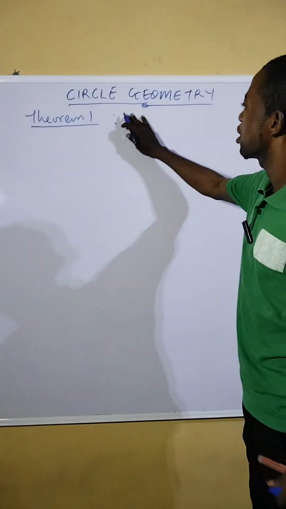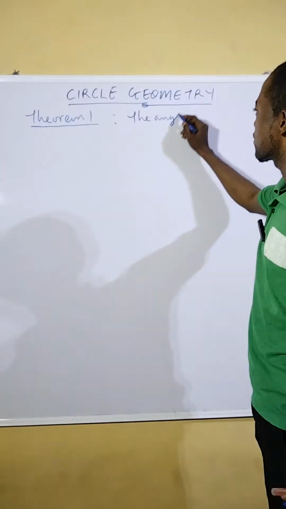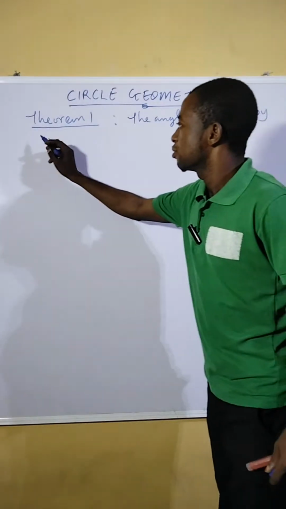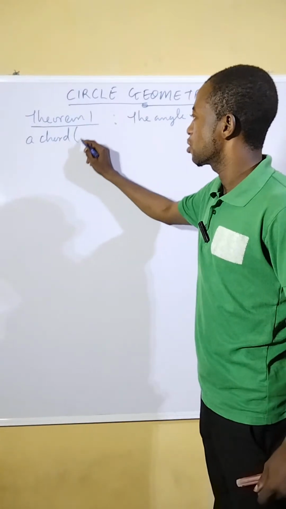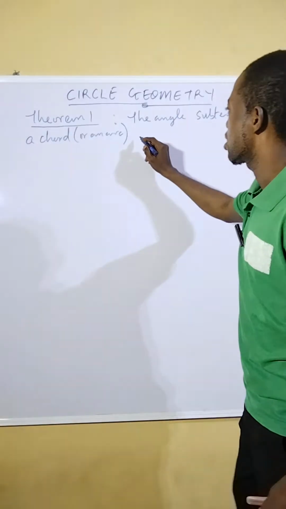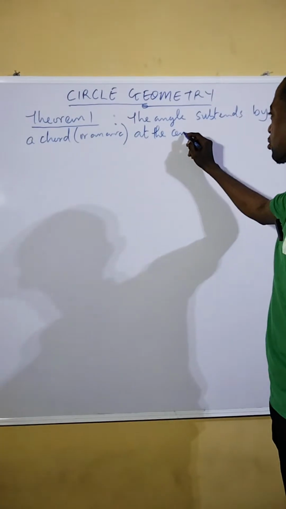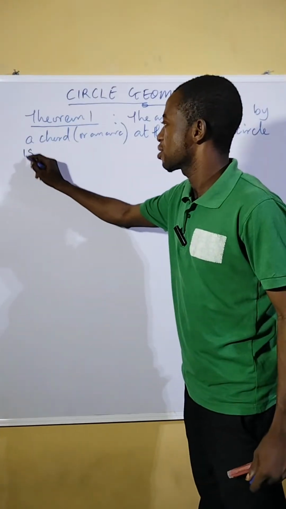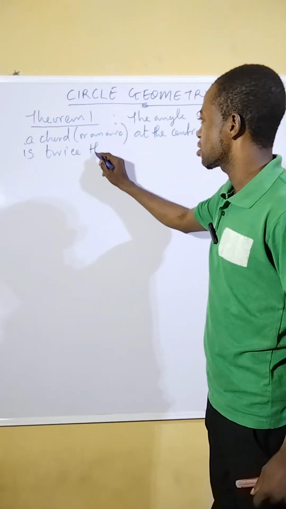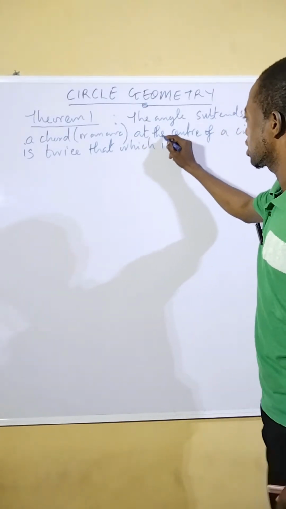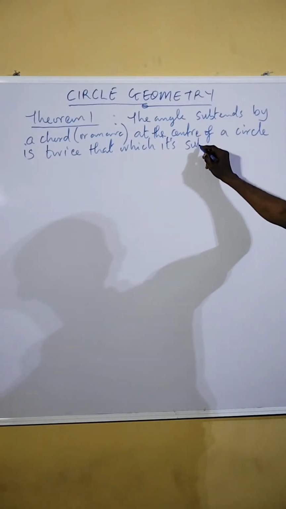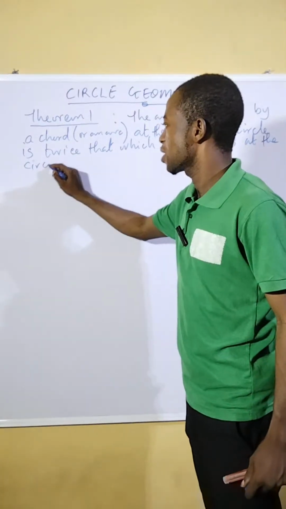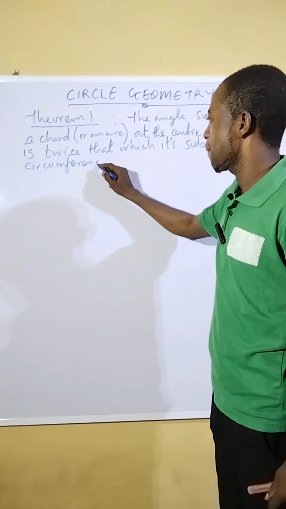Now let's look at what this theorem is saying. Theorem 1 states that the angle subtended by a chord or an arc at the center of a circle is twice that which it subtends at the circumference of the circle.